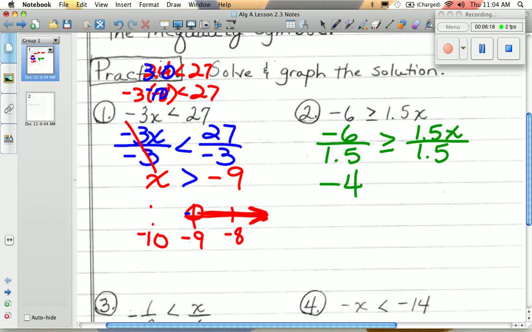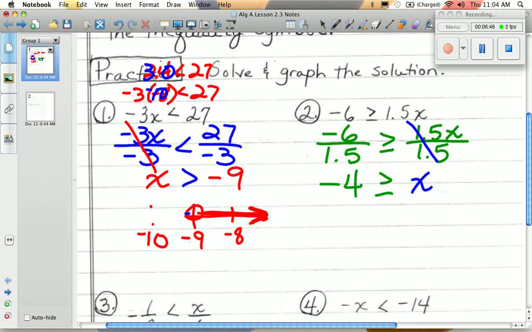Should we switch the direction of the symbol right now because we divided by 1.5? Did we divide by a negative number? No. We divided by a positive number. We don't switch the symbol. We don't switch it unless we divide by a negative. Don't worry about what you're dividing into. That doesn't matter. What were you dividing by? We were dividing by a positive, so we don't have to switch the symbol.